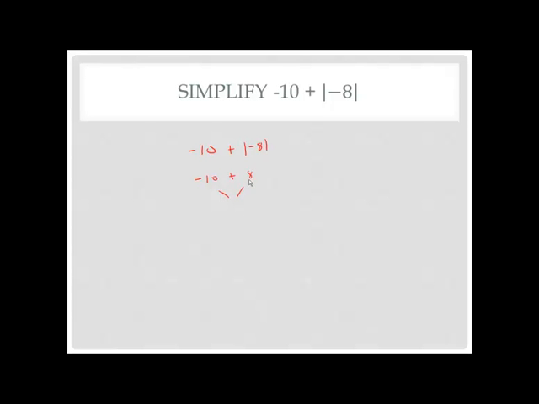So I have different signs, which means first of all I need to find the difference of the two numbers, which is 2. And then I will take the sign of the number that had the highest absolute value, which in this case would be the 10 or the negative 10. So my answer will be negative 2.